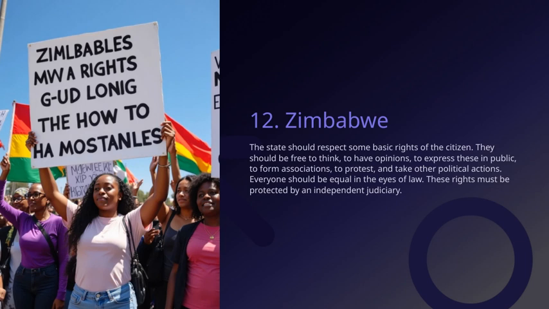Connecting this to our overall theme, respecting these rights and ensuring equality and independence in the legal system are key foundations for a stable and just society. Without these protections, the very fabric of democracy can be undermined, which is why they're so important for Zimbabwe and any nation striving for good governance.